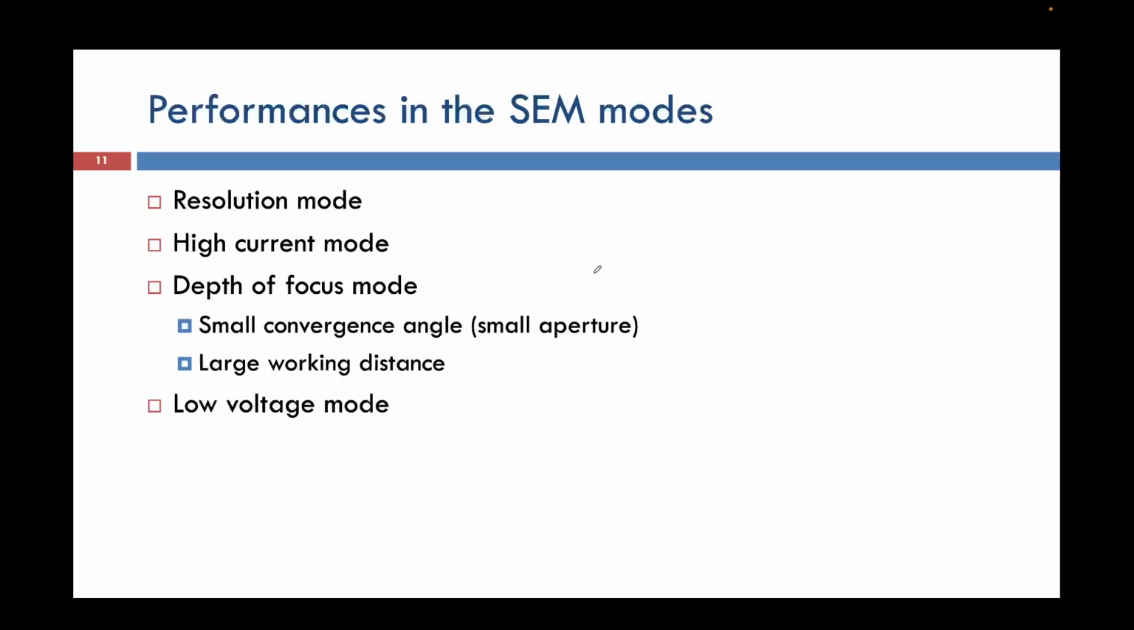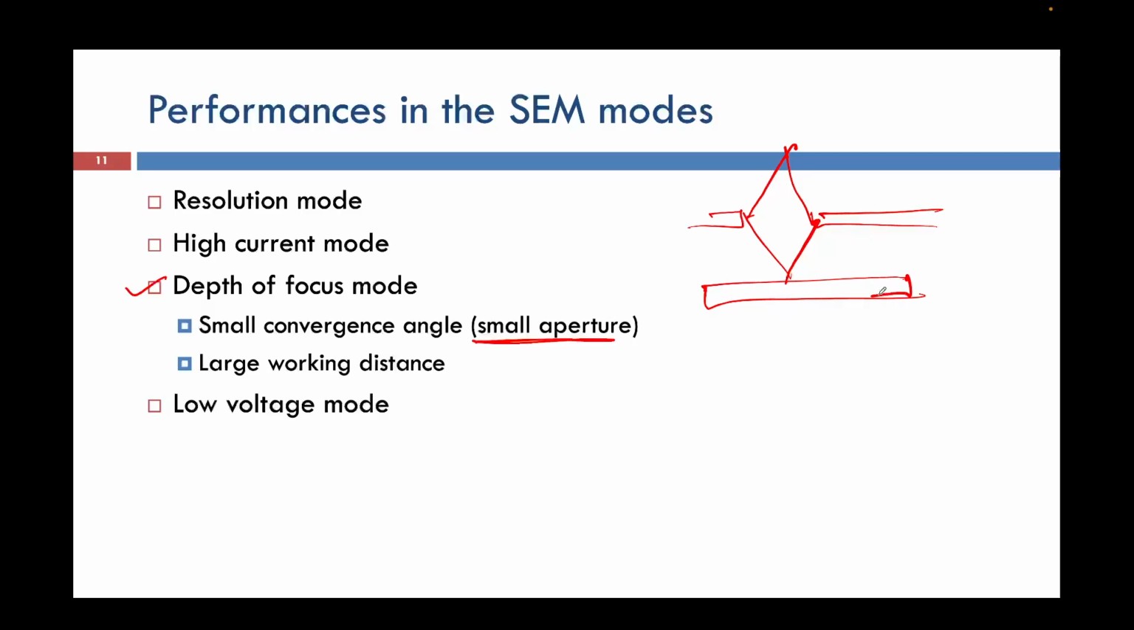I have noted it down here. One thing is depth of focus mode. This mode we will get when we are inserting a small aperture. Small aperture means we are blocking much of the current. So when we are blocking much of the current, let's say current is coming and then we are blocking, this is our specimen. So in this case we are getting depth of focus mode.